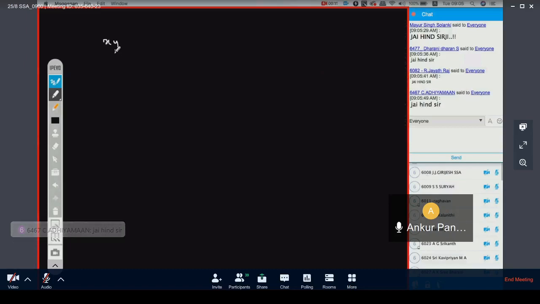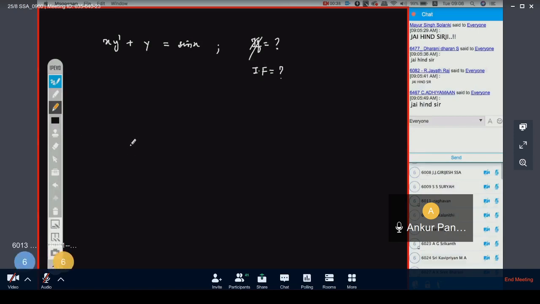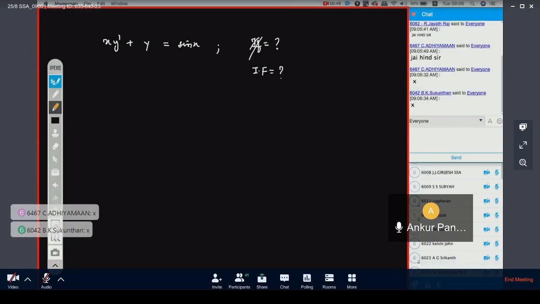If I say xy dash plus y equal to sin x, then what is the integrating factor? Quickly. Yeah, exactly. Adhyaman, excellent.